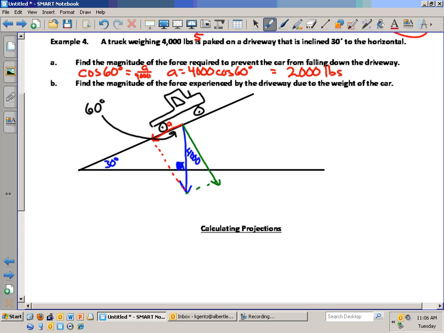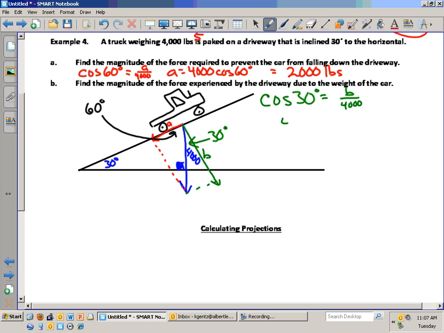So how about this angle right there? Now we need to work with the green. The green is the force experienced by the driveway. That is 30 degrees. Very good. And so now we need to calculate the magnitude of the force experienced by the driveway due to the weight of the car. I have 4,000 as my hypotenuse, and I'm looking for this adjacent side. So again, which trig function will I use? Cosine. The cosine of 30 degrees is equal to, we will call this length B, divided by 4,000.